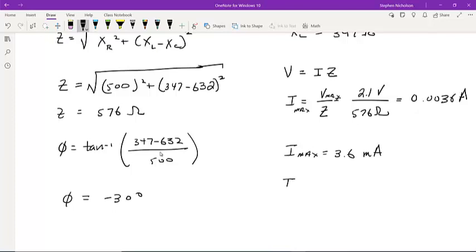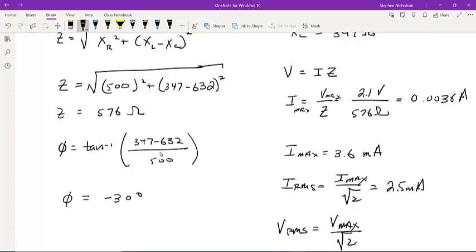As far as the RMS current, you just take the maximum current and divide by the square root of 2. So 3.6 divided by the square root of 2 is 2.5 milliamps. And you can do the same thing with the voltage. The RMS voltage is the maximum voltage divided by the square root of 2.